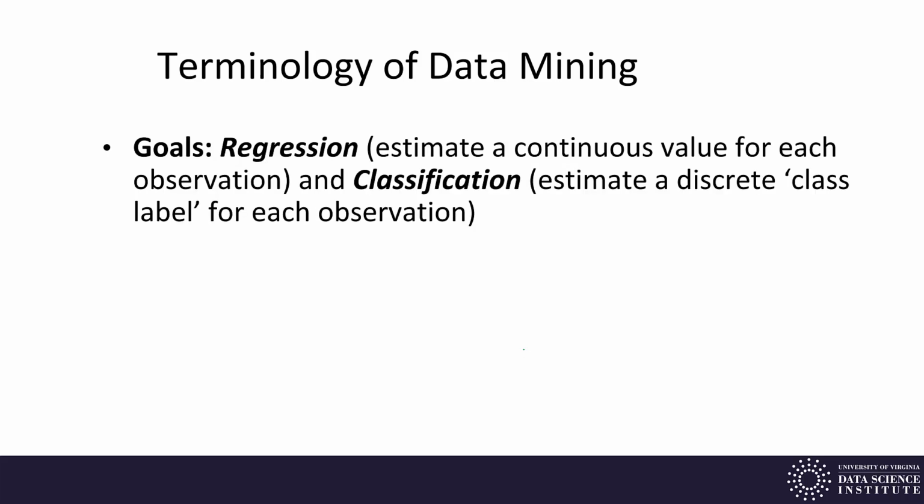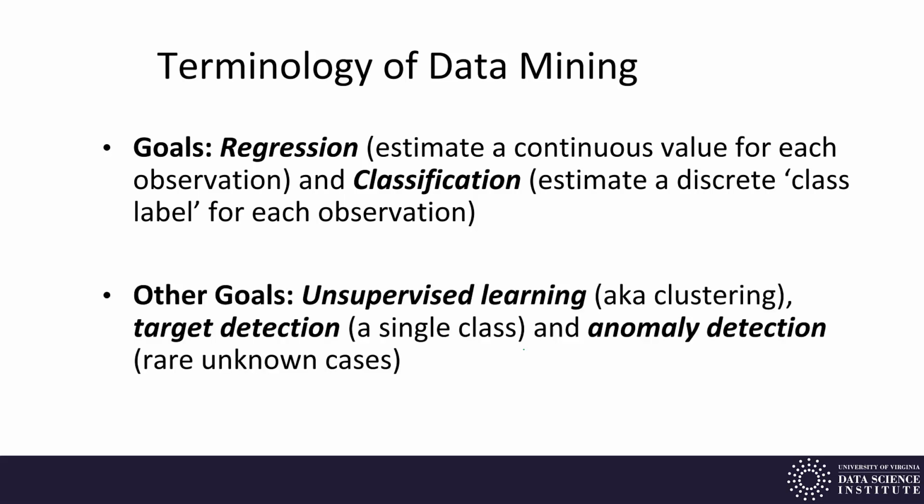A little bit more terminology. We've talked about regression, which is the prediction problem when we're determining outputs that have continuous values, and classification, where our outputs have a class label. Other goals that come up in data mining: there's unsupervised learning, or clustering, which is grouping our data not based on output labels that are given, but just based on similarities in the data.